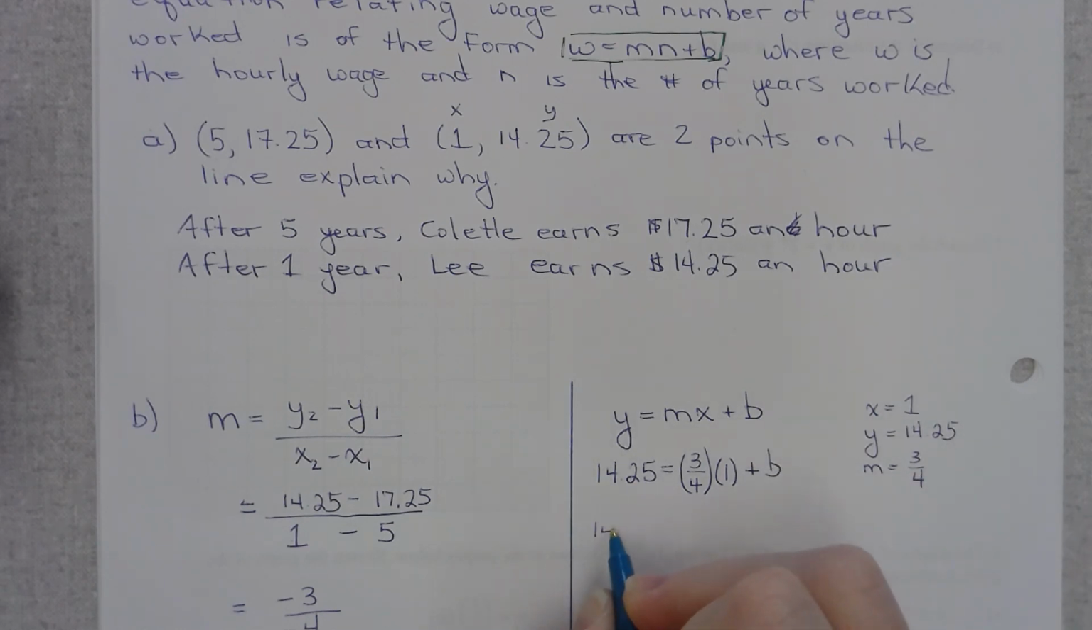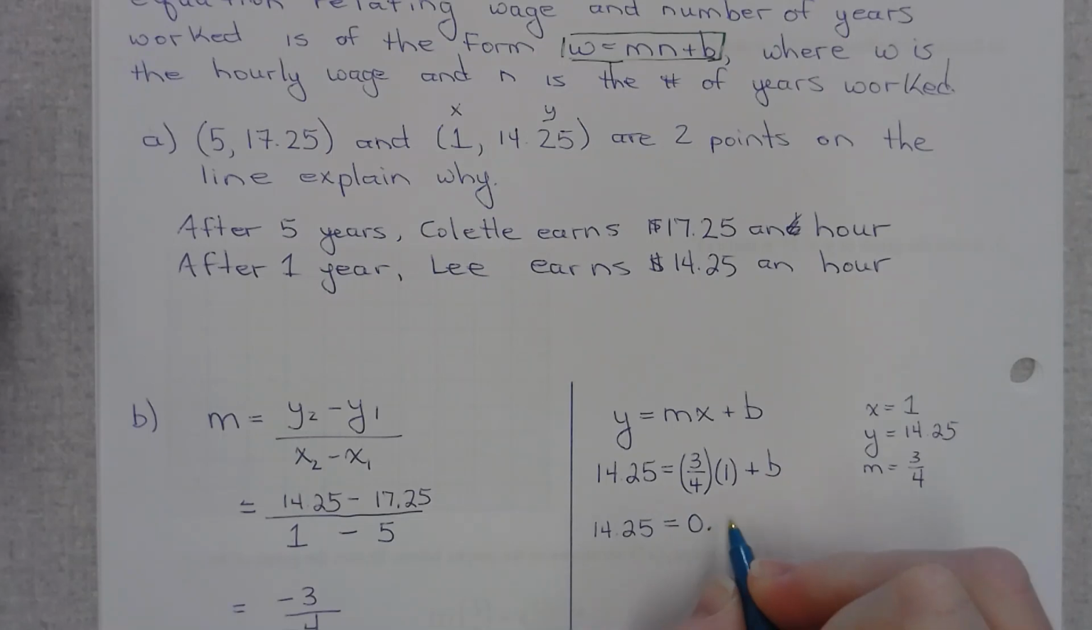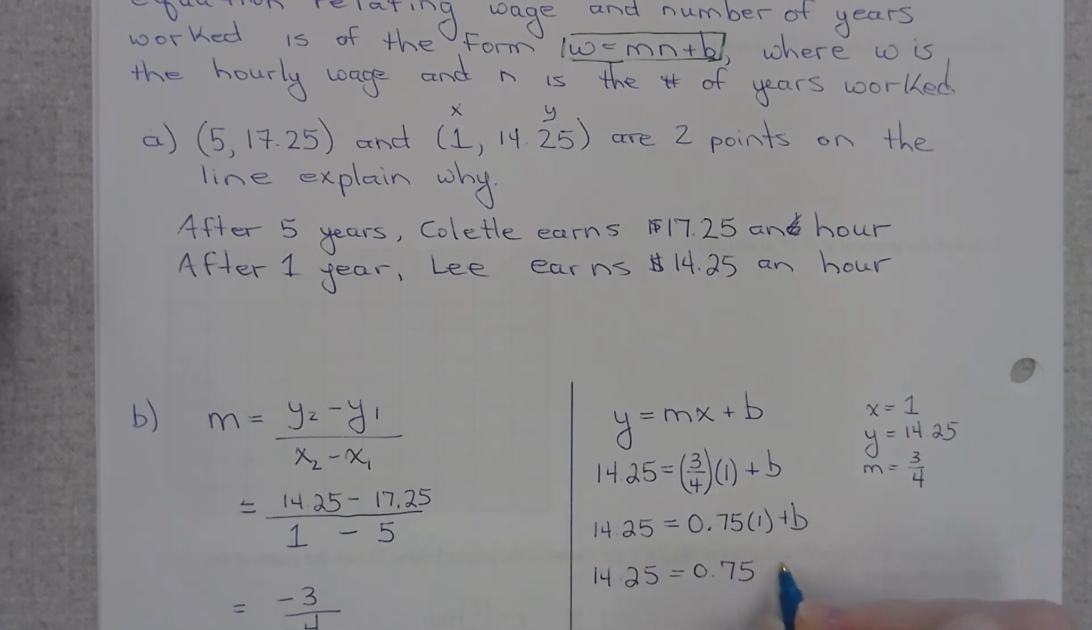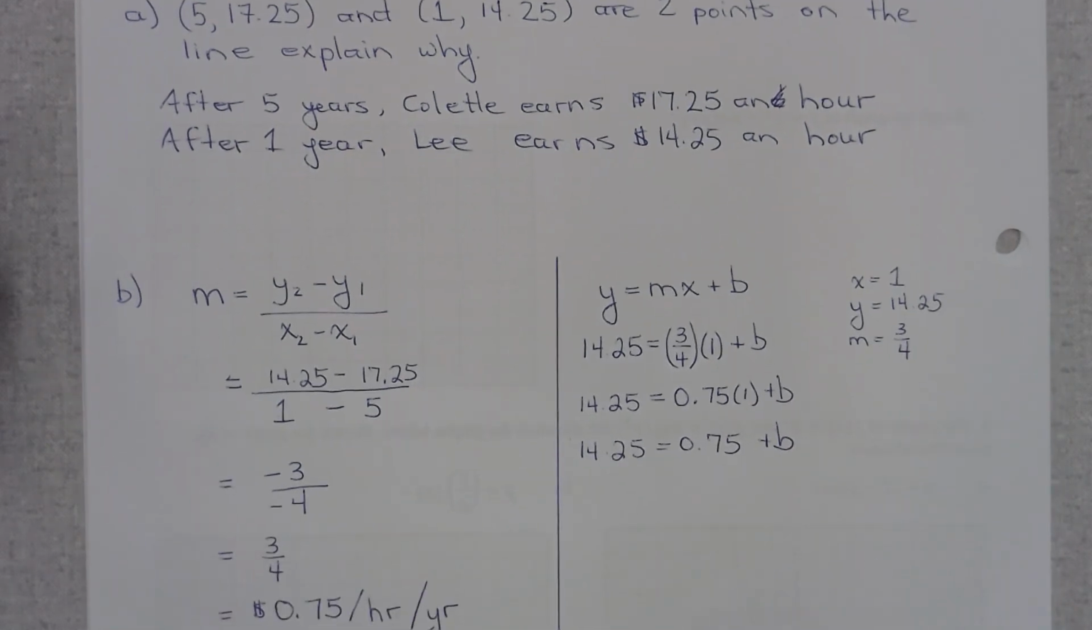So I know that 14.25 is equal to, and in this case actually, because this is being expressed in decimals, I could easily express this in decimals. So I'm going to actually change that to 0.75 times 1 plus b. So now I have 14.25 is equal to 0.75 plus b, and so now I just need to solve this equation.